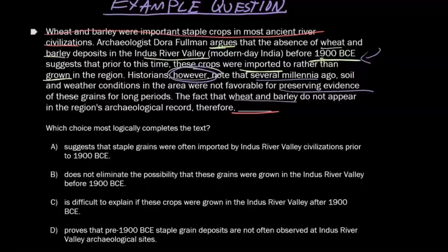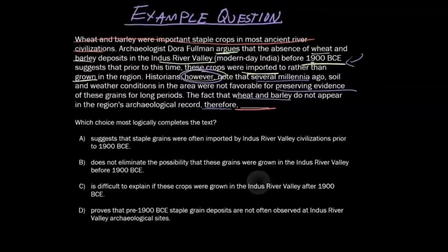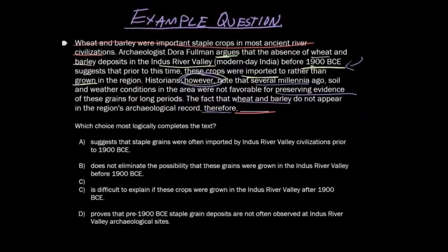The fact that wheat and barley do not appear, therefore, okay, what? Well, the historians here are contrasting, and we see that because of the usage of the word however. Therefore, they're saying that her idea might not be true. Why? Because if soil and weather conditions couldn't preserve the evidence that there was wheat or barley, then how could archaeologist Dora Fullman know that there was wheat or barley or not?